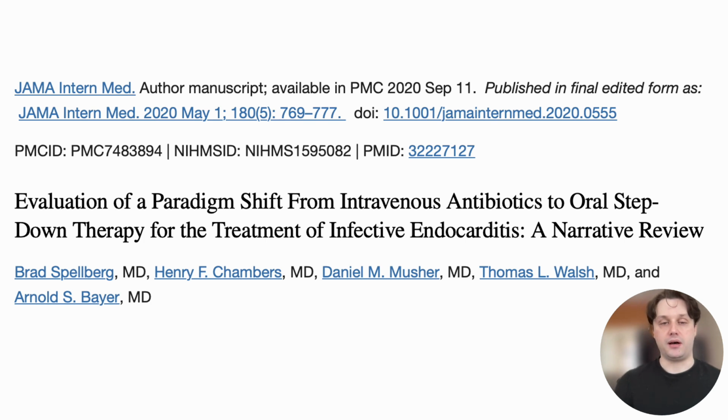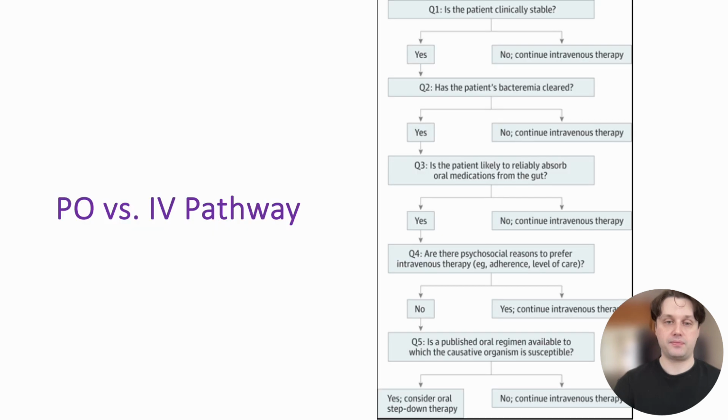Basically, most of the research that I've taken a look at is really looking at the transition of intravenous antibiotics to oral step-down therapy. So the question of PO versus not PO: we can use oral antibiotics, but we really do want to start with intravenous antibiotics at first.